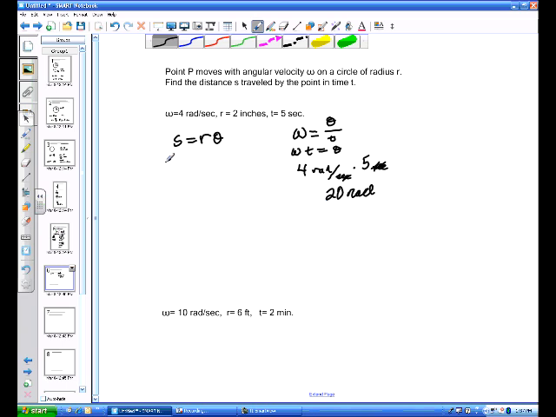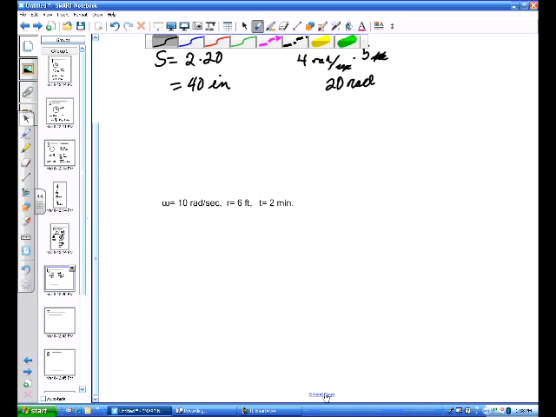Now we can find how far something's traveled. It's going to be the radius, which was 2 inches, times our central angle of 20 radians, which would be 40 inches. Remember, the radians is just saying the real numbers. We don't have to keep track of the radians within the problem, and we end up with our 40 inches is how far we traveled.